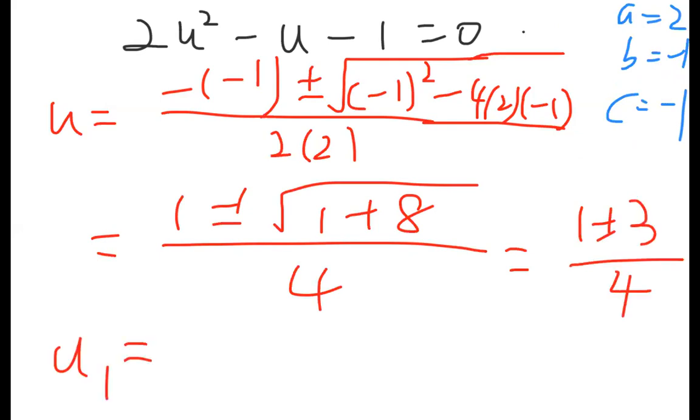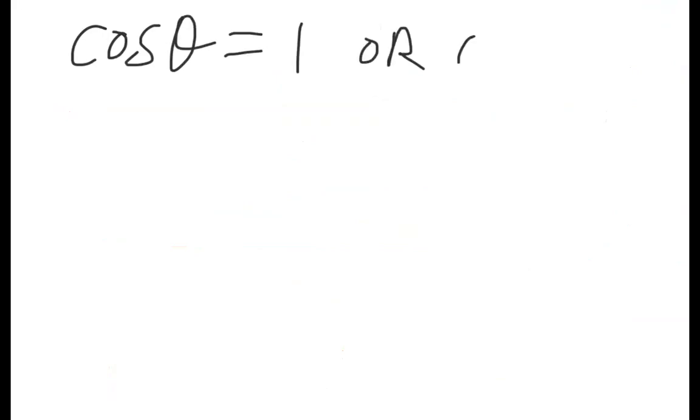So u1 is 1 plus 3 over 4, which is 1. And u2 would be 1 minus 3, which is minus 2 over 4, which is minus 1 half. Right. Because u is our variable to represent cosine, so now it becomes cosine theta is equal to 1, or cosine theta is equal to minus 1 half.